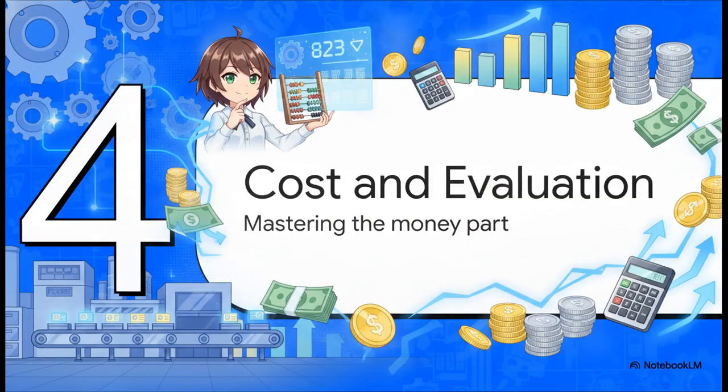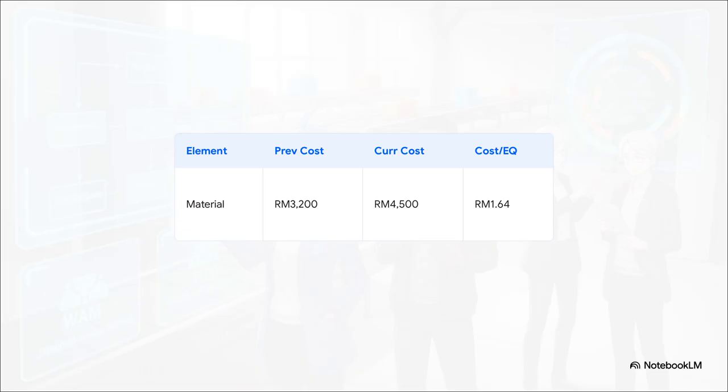Section 4. Mastering cost and evaluation. Now that we've got our units sorted, let's figure out the cost per unit and tackle that final evaluation. Let's swing by Mr. WAM's desk first. Since he mixes everything together, his cost calculation does the exact same thing.